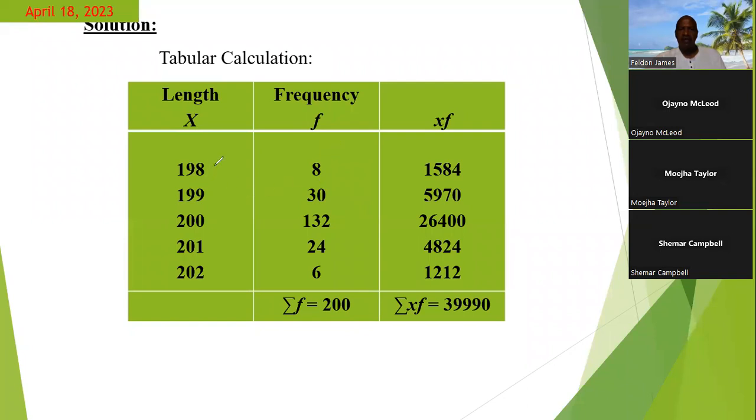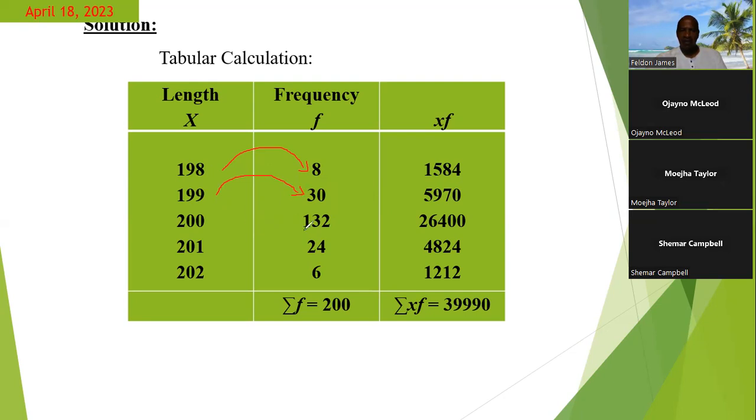But the sum of the values, if you multiply 198 times 8, so you have 8 of the 198. When you multiply that 198 by 8, this gives you the sum of the 8 of them. So the sum of all 8 of the 198 will be 1,584. And so we are going to do that for all the values. So we multiply 198 by 8, we get 1,584.